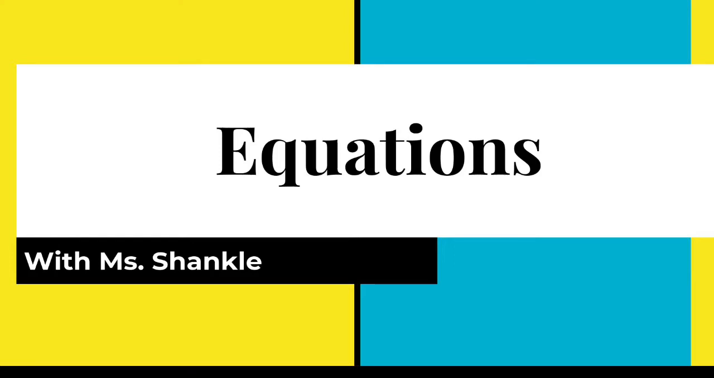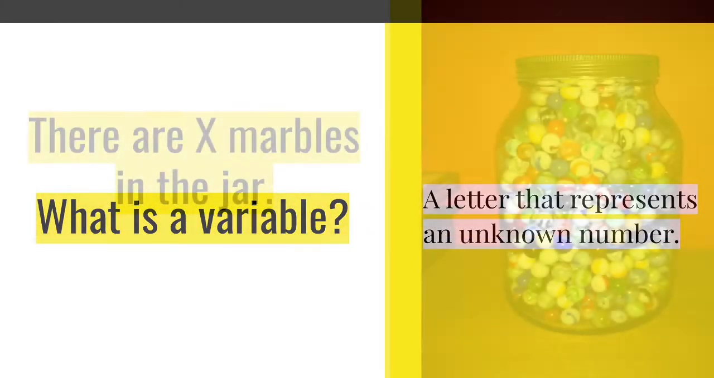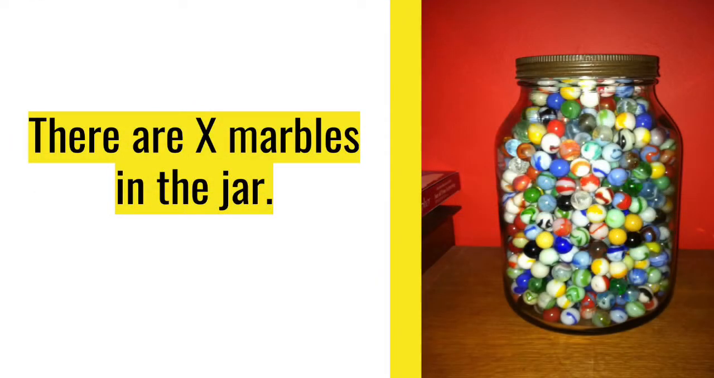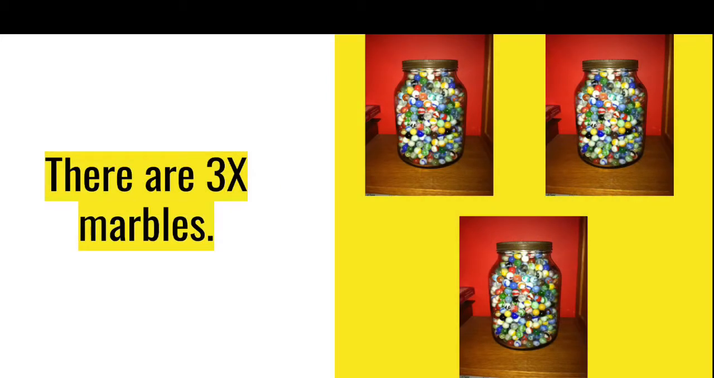Today we are solving equations. First, what is a variable? It's a letter that represents an unknown number. For example, I don't know how many marbles are in this jar, so I could say there are X marbles in the jar, and X is my variable. If there are 3 jars, I could say there are 3X marbles, because I'm multiplying my unknown number, X, by 3.